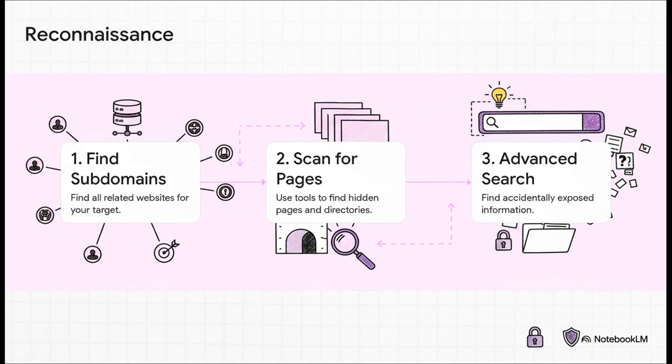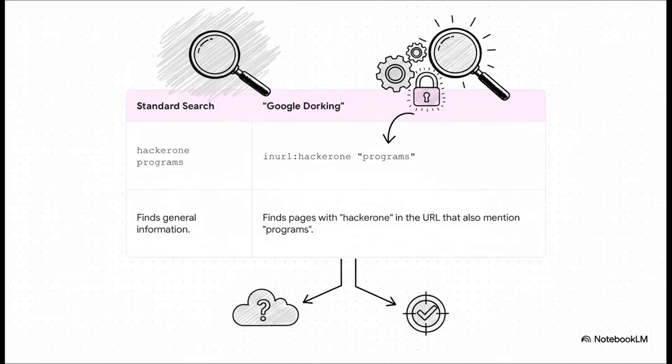So how do you find stuff that isn't obvious? You learn to speak Google's secret language. A normal search for HackerOne programs gets you the basic info, but a technique we call Google dorking is way more powerful. Look at the example. Searching for inurl:hackerone programs tells Google to only show you pages where the word HackerOne is literally in the web address. This kind of laser focus is how you find things that other people just scroll right past.